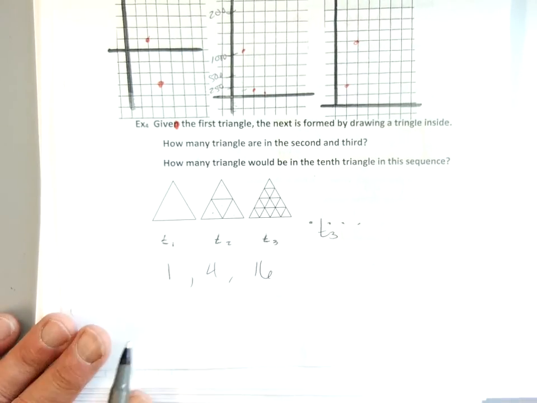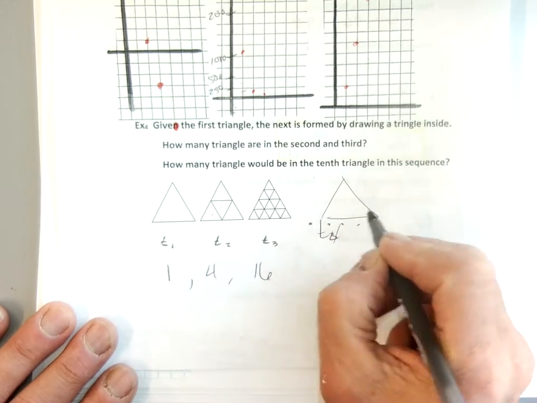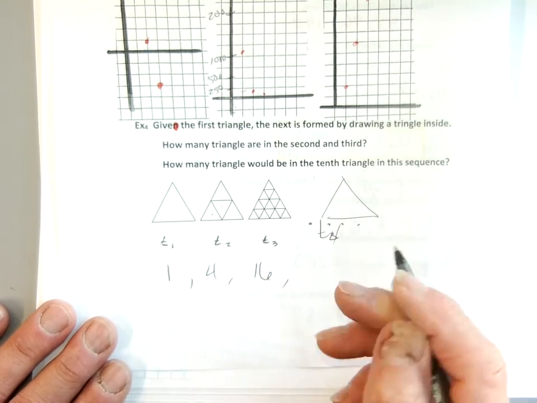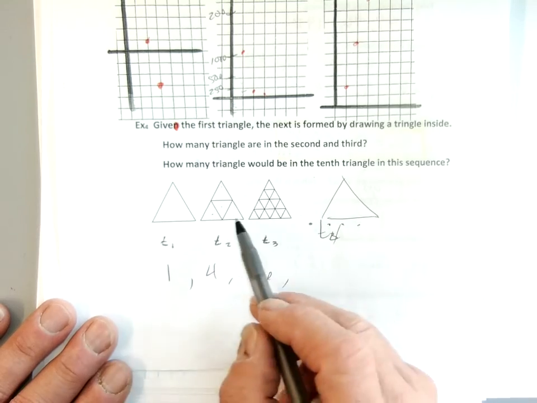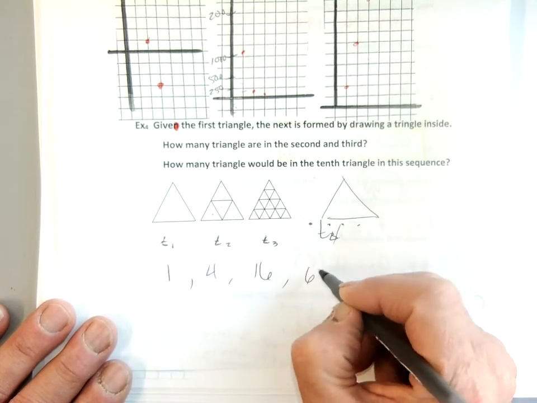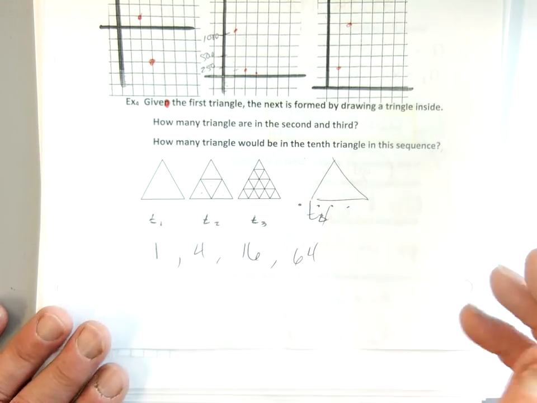So T4, I don't want to draw, this would be way too hard. So how many triangles will be inside of this one? Ooh, how'd you get that? 16. You just multiply. So there's always going to be 4 triangles in every one, right? 64, awesome.